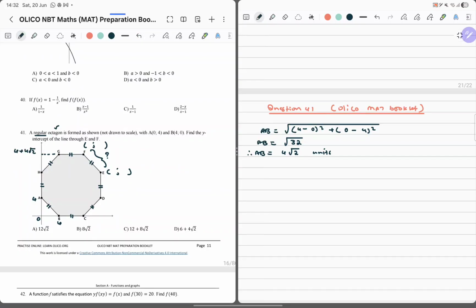4 root 2. Now can you see this G is in the same level as F? So that means the y value here, okay, it looks like we're going to have to change a bit. So this is 4 plus 4 root 2. So that's the y value at F. At least that's how high it goes.